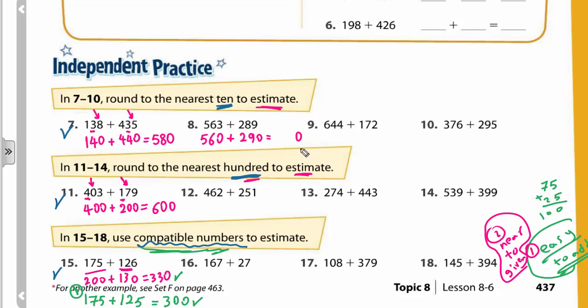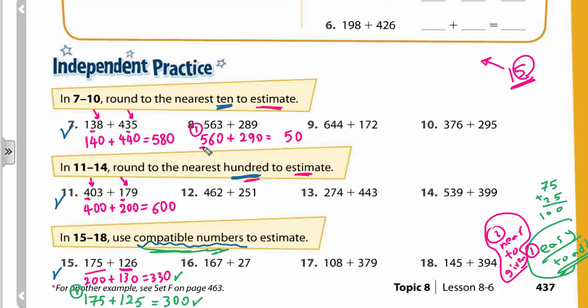9 and 6, it's 15. 5 and carry out 5 and 200, no, 700. Again, this is 15. How to write 15? Write 5 and carry up 1.